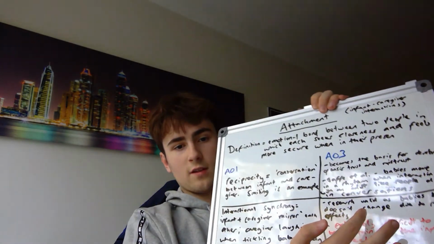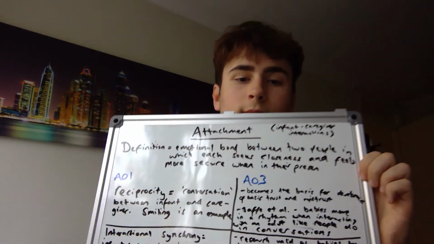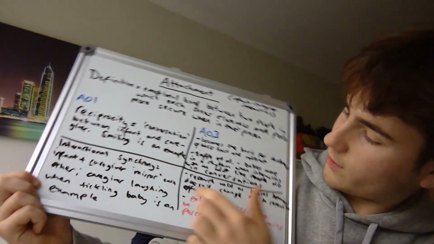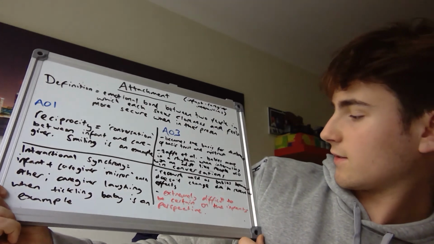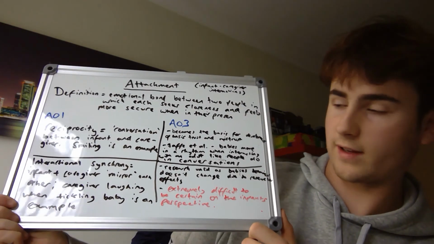A good point, just above the red, is that the research is valid. This research is valid as babies' behaviour does not change due to researcher effects. Researcher effects is, say with older people, if you know you're being examined, you might change your behaviour to suit the researcher. But that's not the case here. A baby has not got a clue if they're being examined. They're just acting the way they do, and that gives it good validity.